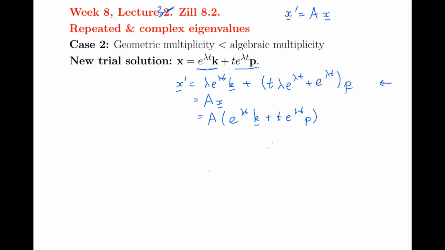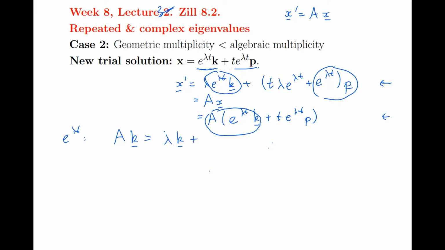So this has to equal this for all t, which means that the like terms must be equal. So I need to compare like terms. If I look at all the coefficients of e to the lambda t, so without the t's in it, what do I get? Well, I get one of those here, and that has to be equal on this side to this one and this one. They all have e to the lambda t times a vector not depending on t. So that gives me A times k is equal to lambda k plus p. And if I do what I did earlier, when I had Ax equals lambda x, I move the lambdas to the left hand side, and I get A minus lambda I times k is equal to p.